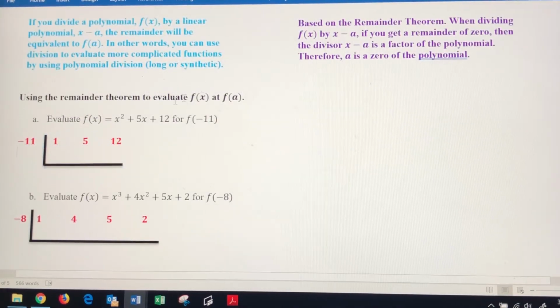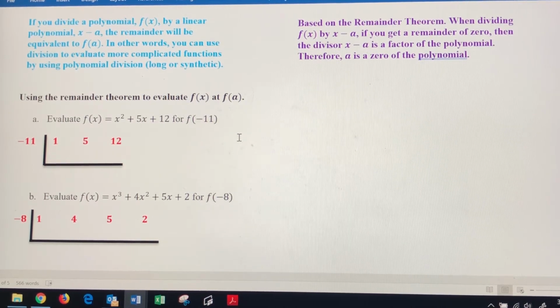So we want to use the remainder theorem here to evaluate a couple of functions, okay? Now we want to evaluate this function f of x equal to x squared plus 5x plus 12 for the value f of negative 11. So what you could do, obviously, is just plug negative 11 in here and here, okay? But there might be some functions that are more complicated, and you might be plugging in values that aren't as easy to just plug in and do some quick calculations, all right?